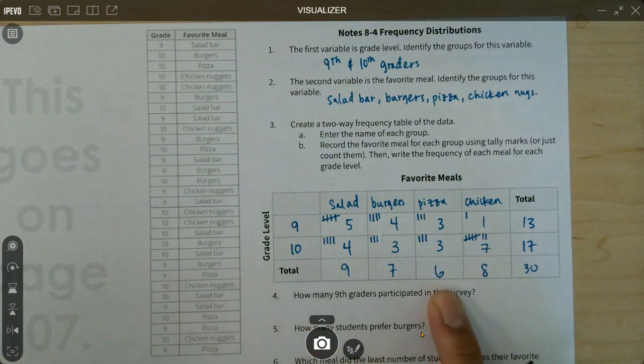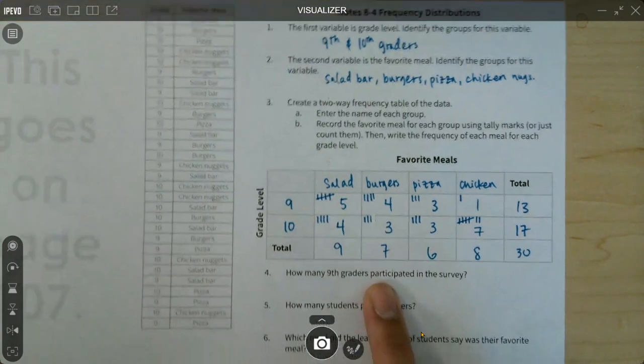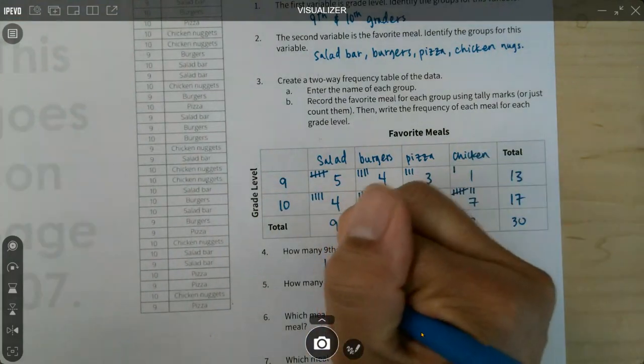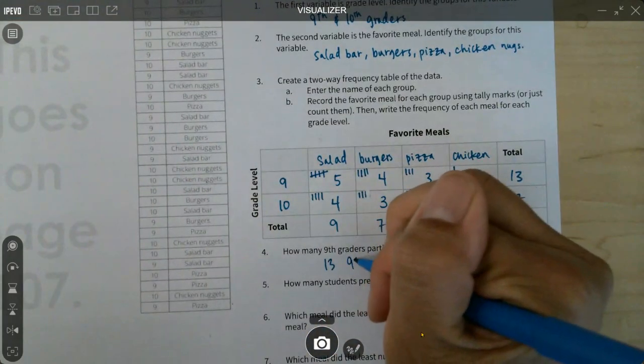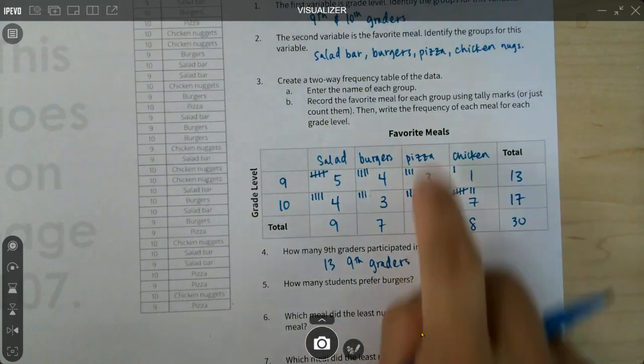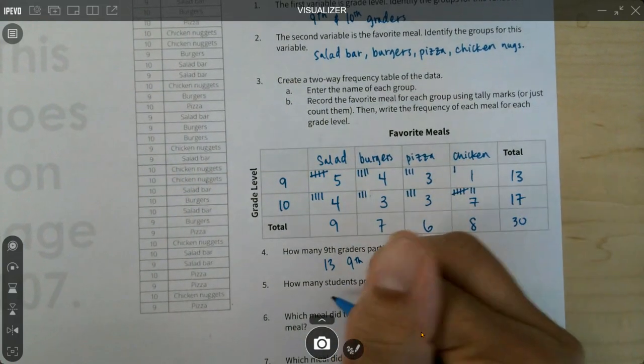So now we can answer these questions. How many 9th graders participated in the survey? Well, here are 9th graders. We see that 13, so 13 9th graders. How many students preferred burgers? So here's burgers. It looks like 7 students preferred burgers.